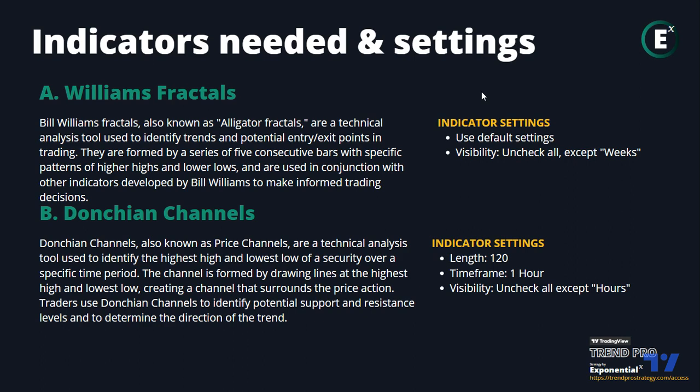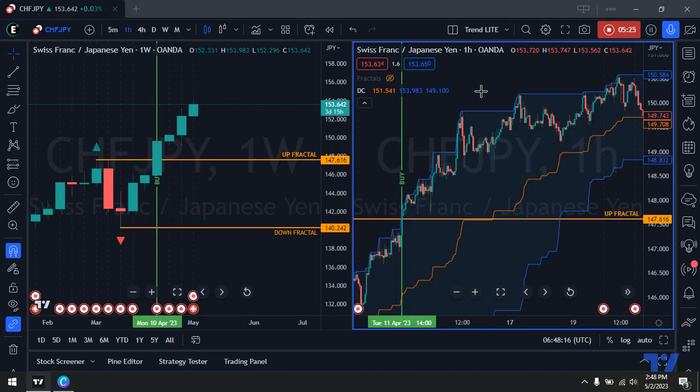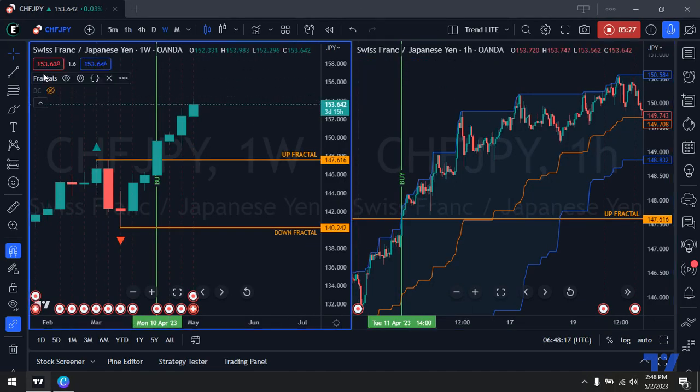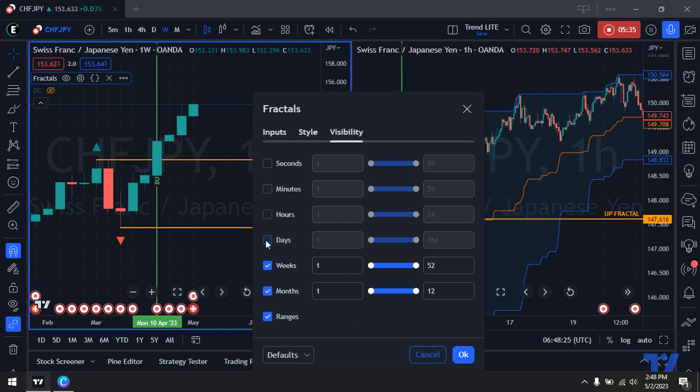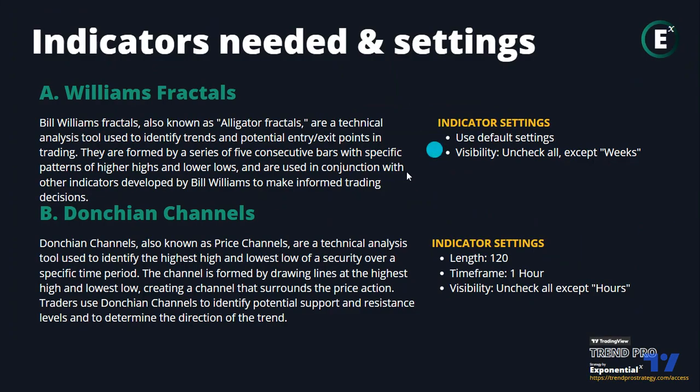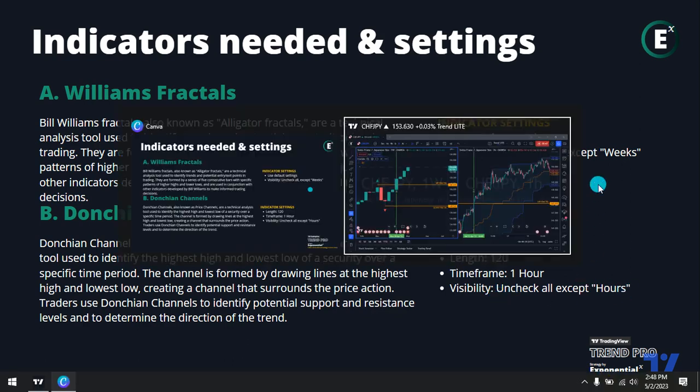For the Williams fractals, we'll just use the default settings. So let me just quickly hop on the chart here. On the left, I have my weekly chart. I'm just using the default 2 periods for the fractals, and I'm setting it to be visible on a weekly chart only. And for the Donchian channels, I changed the length to 120 and the time frame to 1 hour. And the visibility is just for the hourly chart.